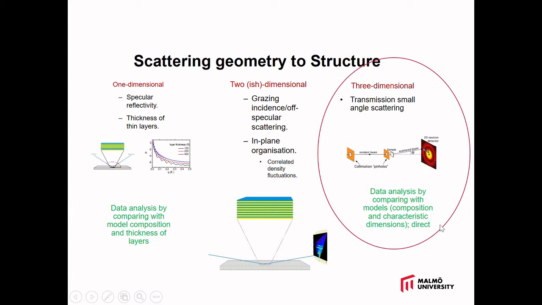The data analysis of this technique is a lot more flexible than either of these two other techniques. We can do the same trick that we do with the specular reflectivity. We calculate the scattering due to a structural model and compare that with what we actually measure. Or there's more direct methods of getting structure from the scattering curve, which I'll talk about later.